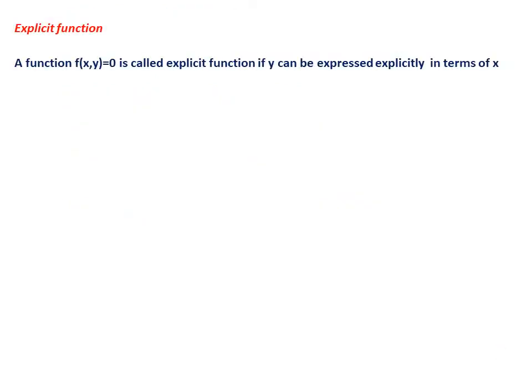Now let's try to define. So what is implicit function and what is explicit function? A function f of x y equal to 0 is called explicit function if y can be expressed explicitly in terms of x. I have given the example already. Same example you can take: x plus y minus 3 equal to 0 can be written as y equal to minus x plus 3. Explicit form: x square plus y square minus 25 equal to 0 can be written as y equal to square root of 25 minus x square. So once again it is explicit form. So this type of functions are called explicit functions.